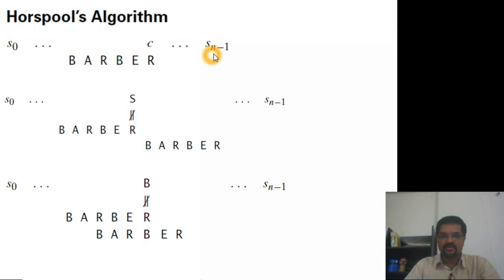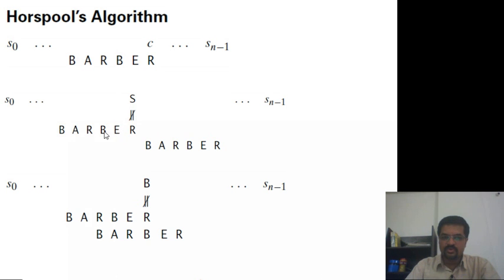So we have a text here of length n, and this is the pattern. In Horspool's algorithm, we start by matching the last character in the pattern with the last character in the substring, and we keep going from right to left. If all of them match, obviously that's a successful case. If there is a mismatch at some point, what are we going to do? Say the mismatch happens right at the beginning, and this character, in this case s, is not present anywhere here.